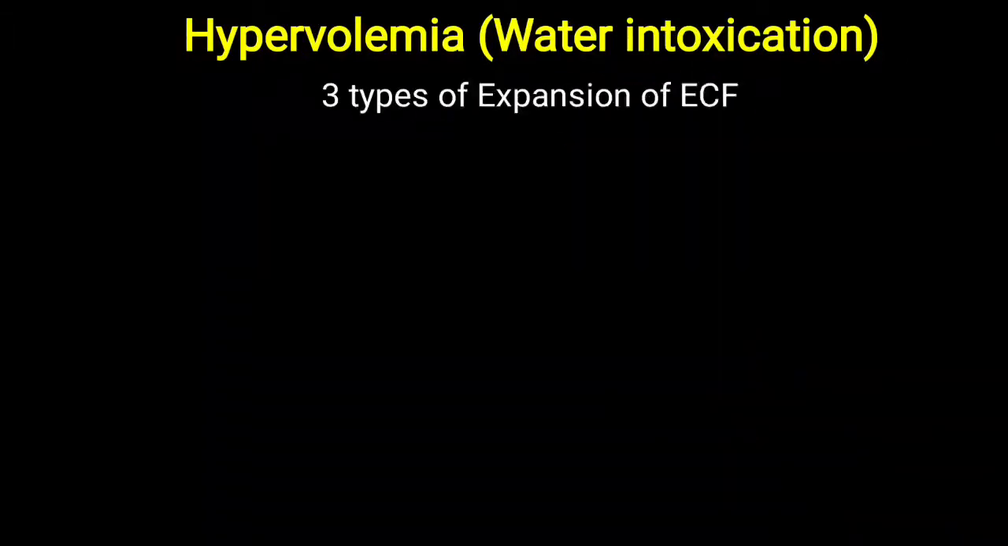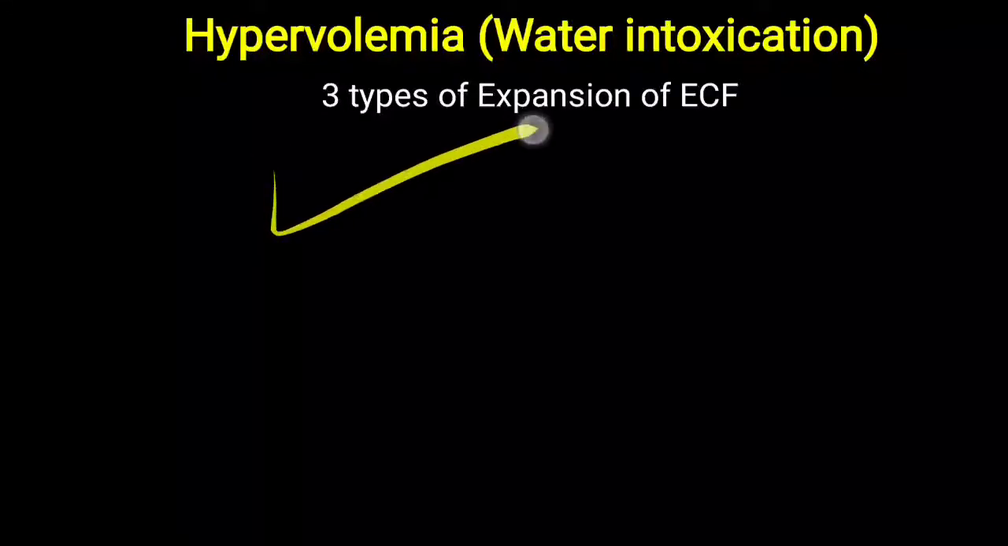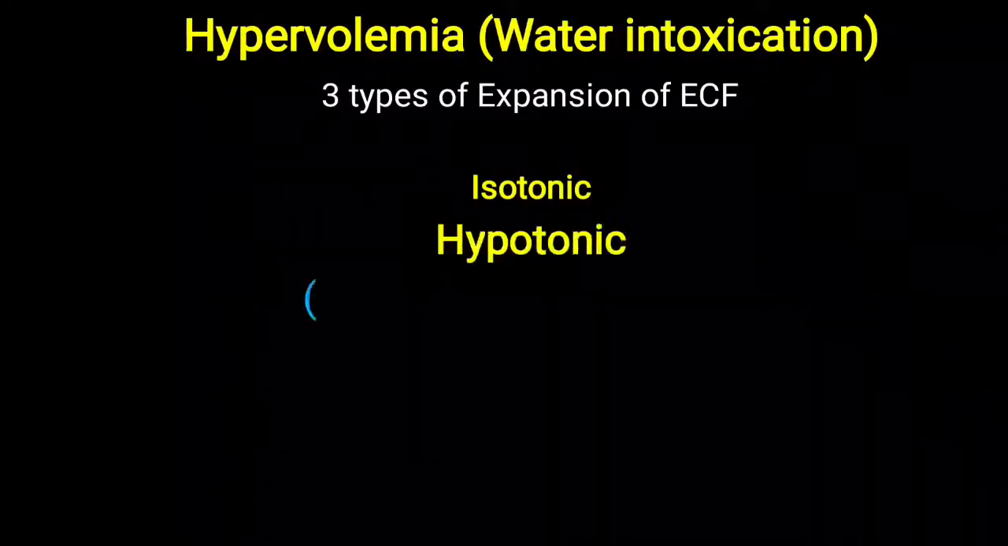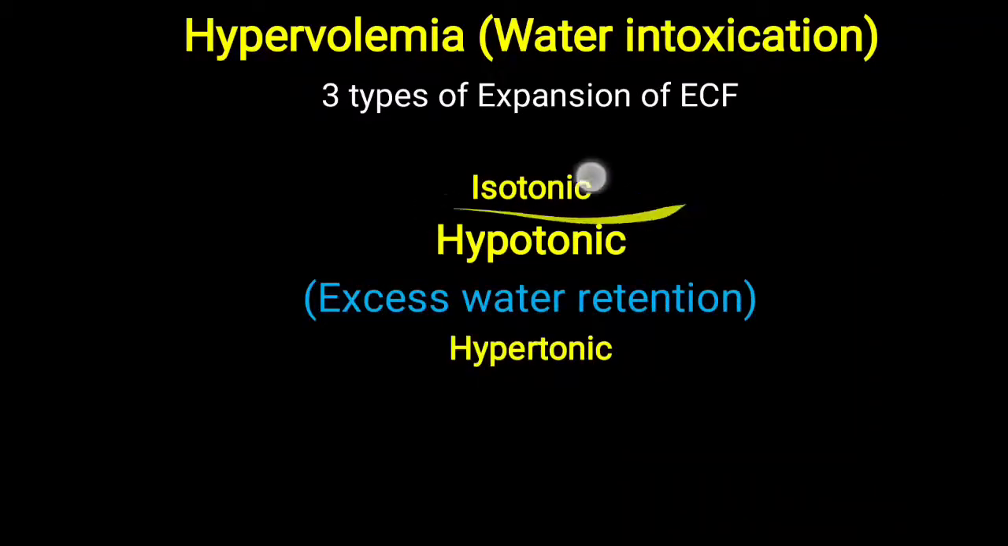Now to understand this hypervolemia, it is divided into three varieties based on the osmolality. So based on osmolality, it is divided as isotonic, hypotonic or hypertonic. Isotonic means plasma osmolality will remain the same, that is nearby 290 milliosmol, but in hypotonic, the overall plasma osmolality is decreased. So in this video we will discuss why plasma osmolality is decreased.